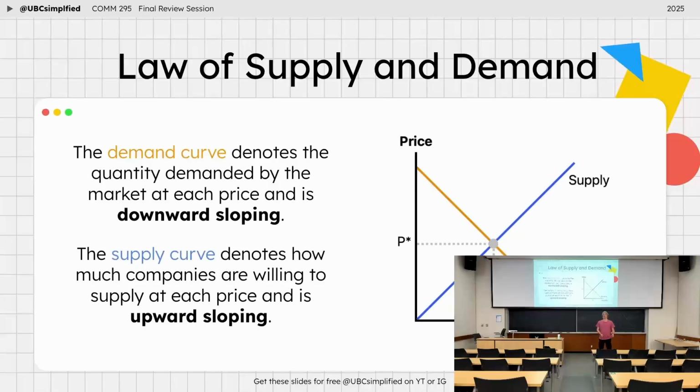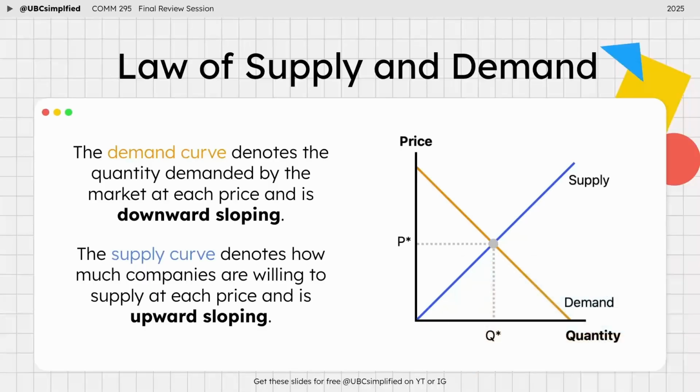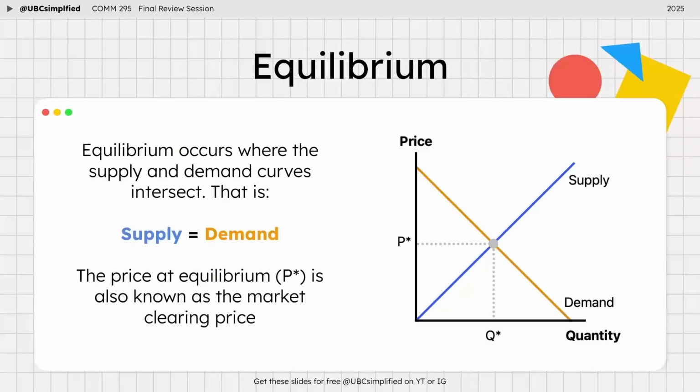And just keep in mind that there's a difference between quantity demanded and demand, and quantity supplied and supply. So there's a difference between the actual function and what is happening. And once supply equals demand, you're at equilibrium, and this is where they intersect.